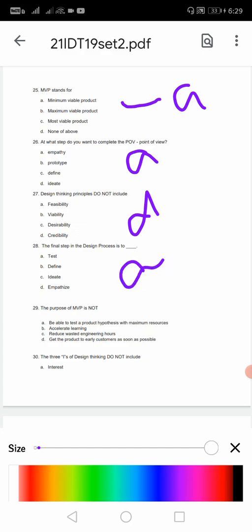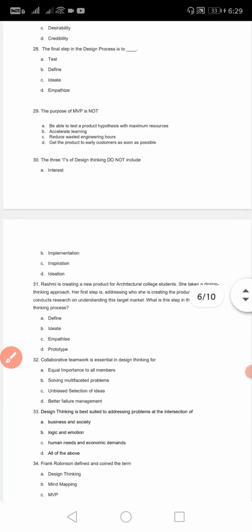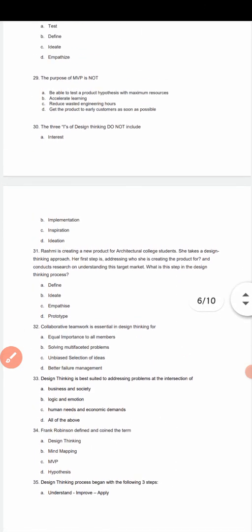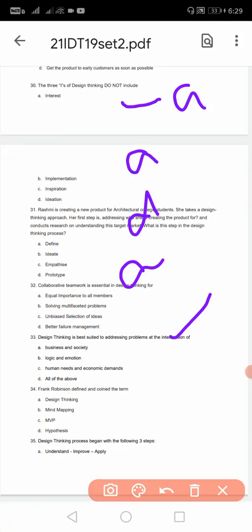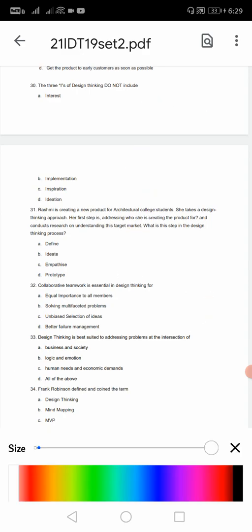29, the purpose of MVP is not... The answer is D, get to the early customers as soon as possible. It is not the criteria. It is not a purpose. Then 30, the 3 I of design thinking do not include. So here, the 30th question, it is A, interest. So it is not there, these three are there.